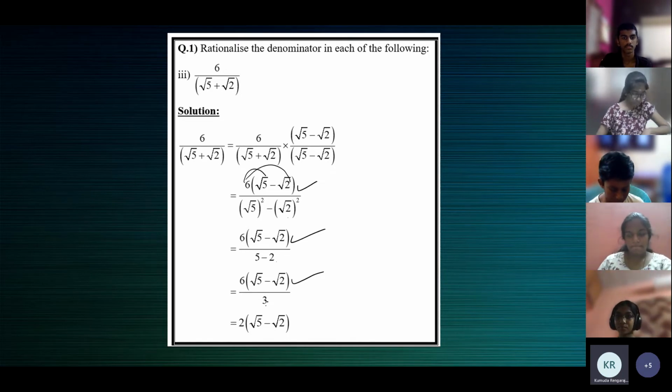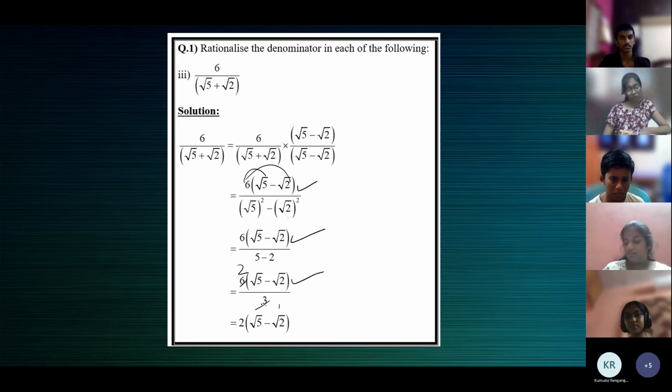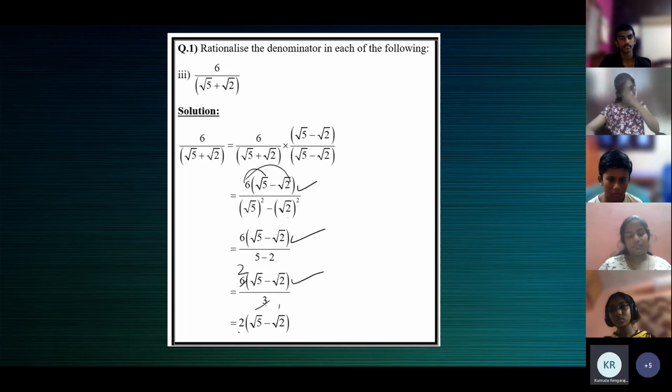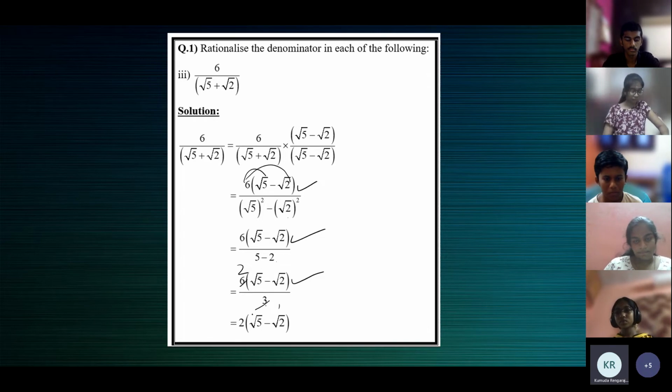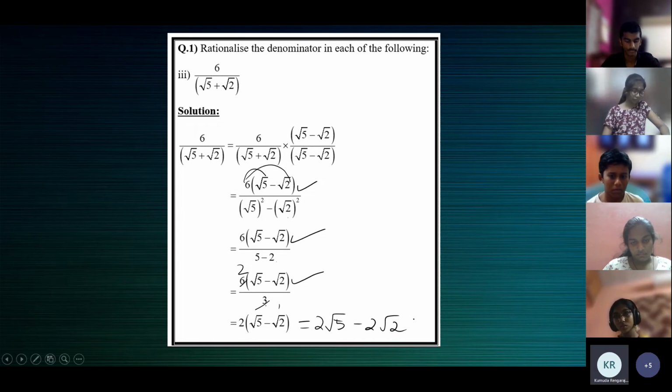Now the denominator is 3. And you can see that 3 and 6 can be simplified. 3 ones are 3, 3 twos are 6. So the denominator is now 1, which you don't have to write. So you have 2 of root 5 minus root 2. You can also leave the answer as 2 root 5 minus 2 root 2.